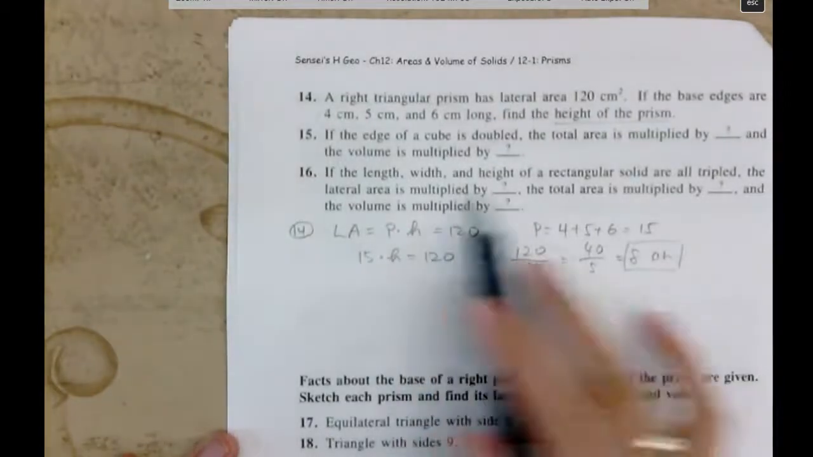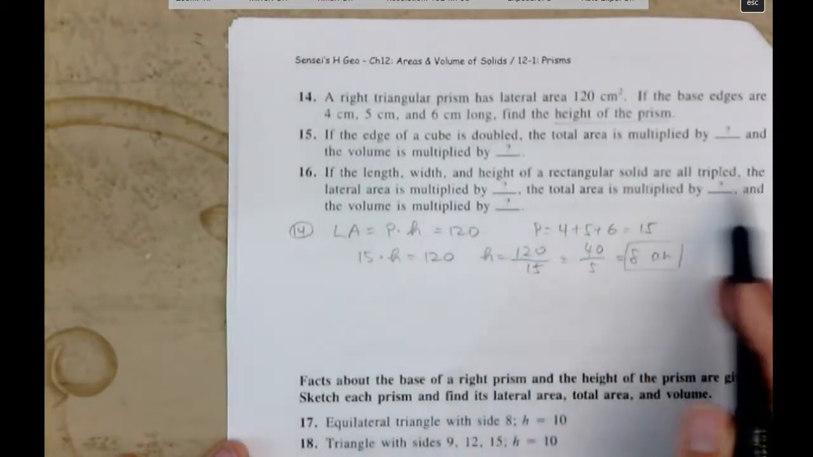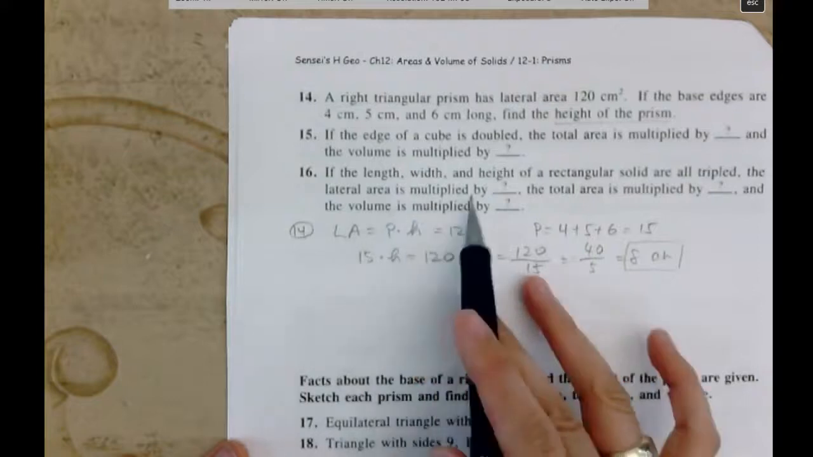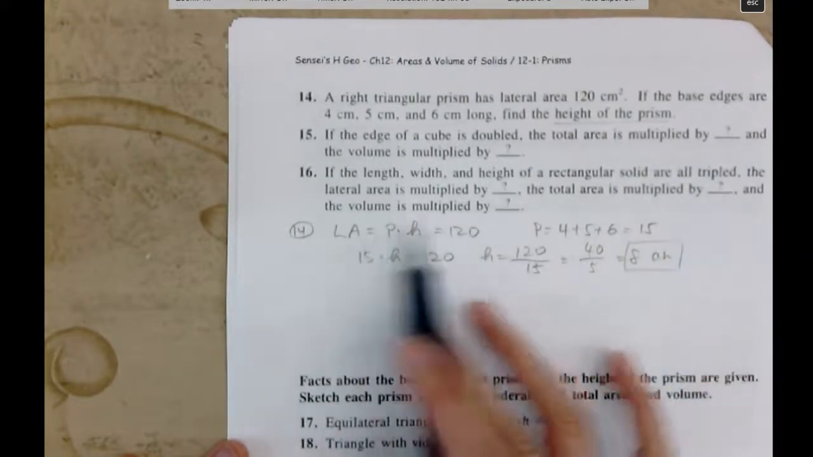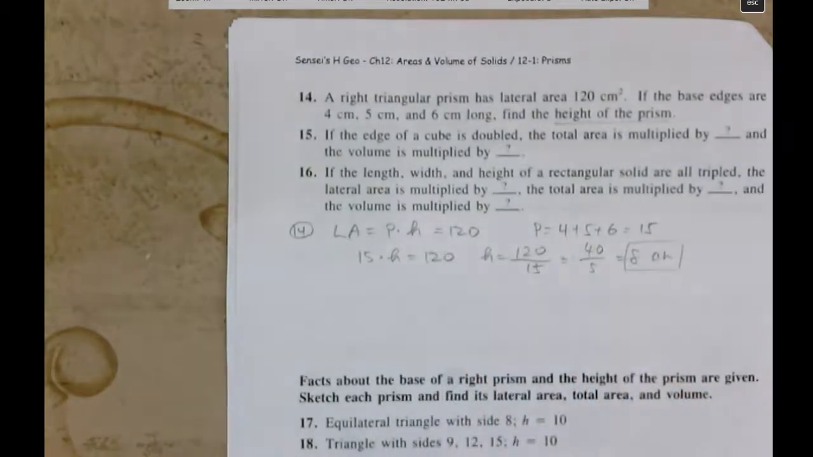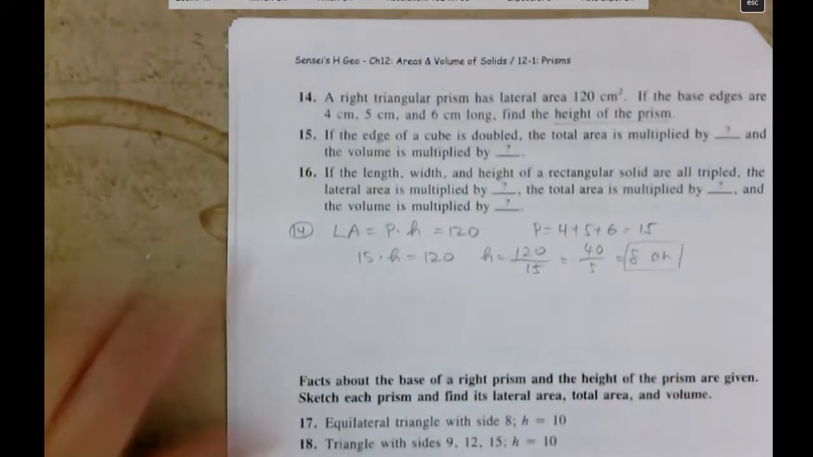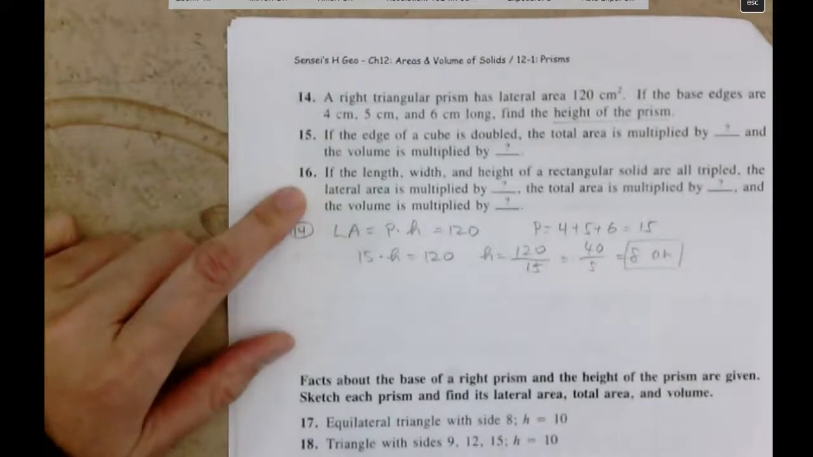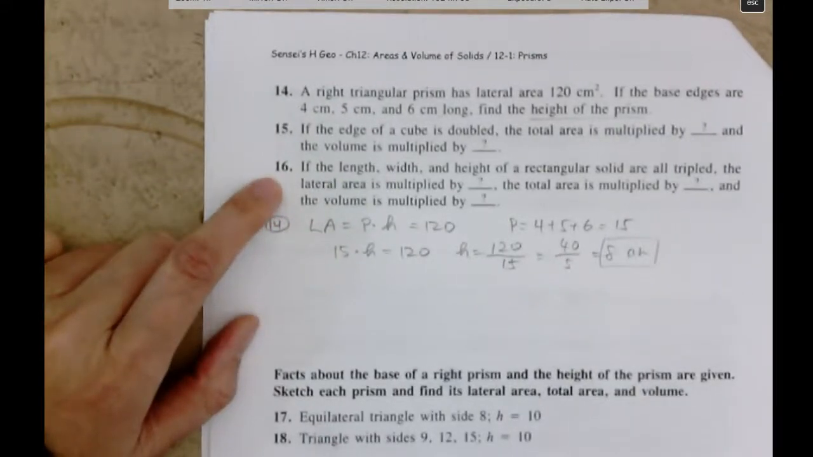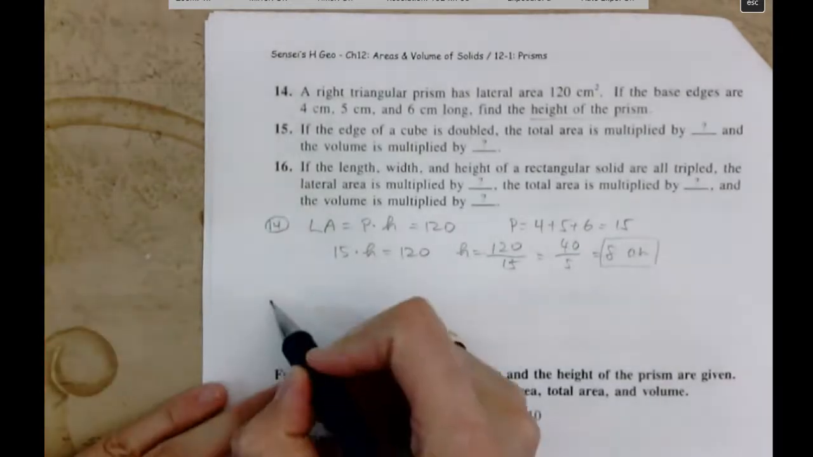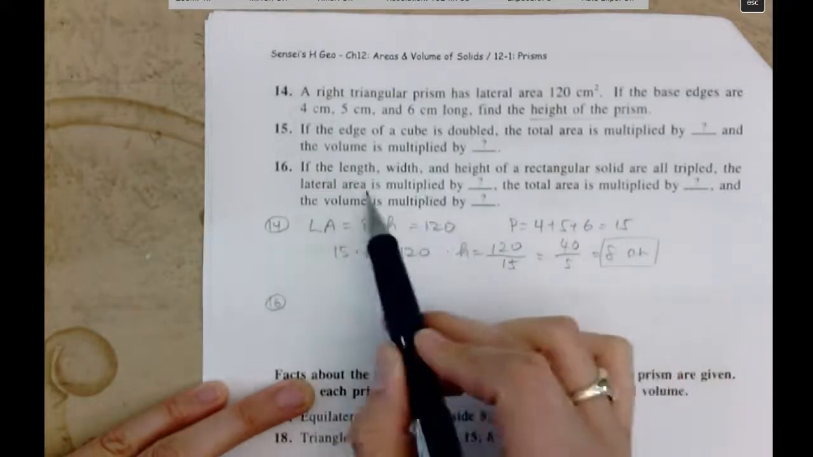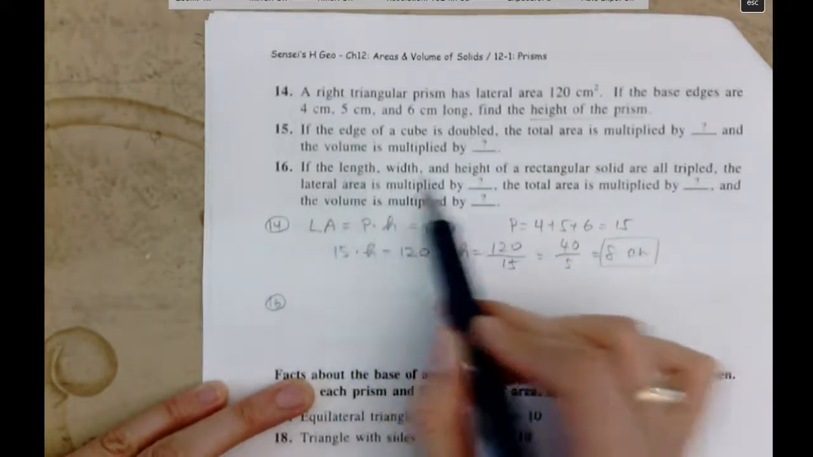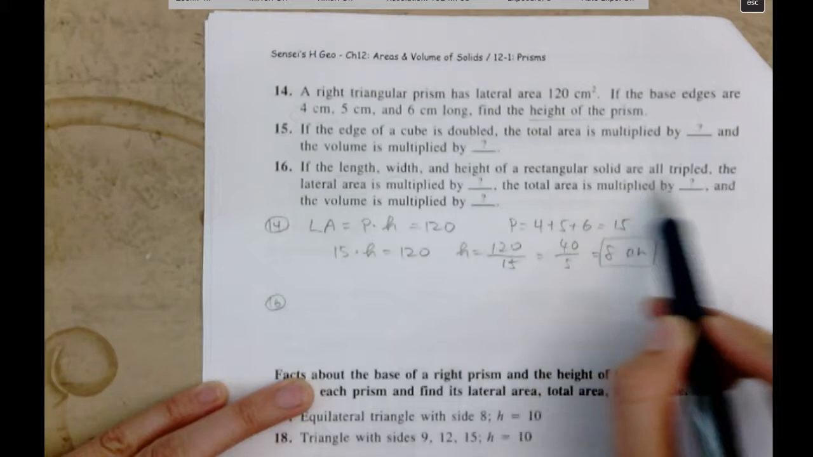If the length, width, and height of a rectangular solid are all tripled, the lateral area is multiplied by what, the total area is multiplied by what, and the volume is multiplied by what? This starts to look like the similar problems we do in 12.5, but it's a good preview. So let's just look at it. This is the length ratio, all tripled.